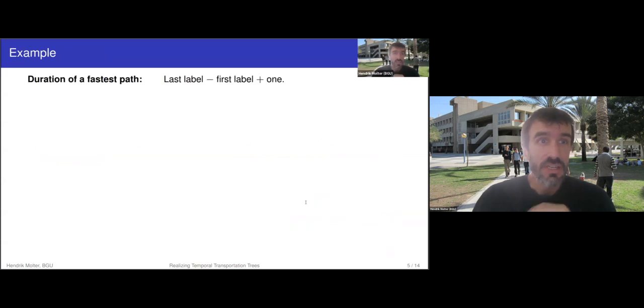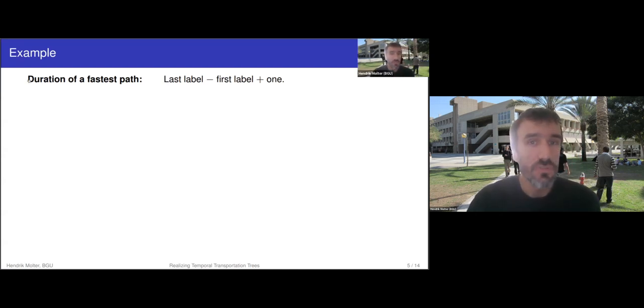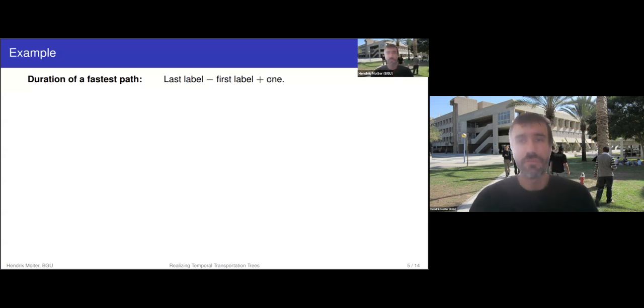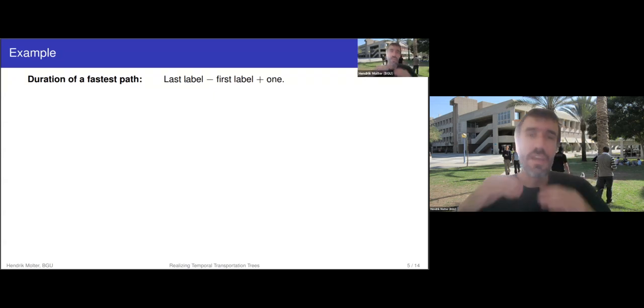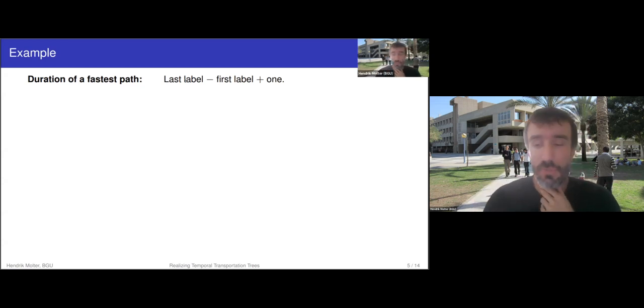Yes, and I have a little example to illustrate this. So as a reminder, the duration of the fastest path is the last label minus the first label, or the arrival time minus the starting time. And for technical reasons, we add a plus 1 to reflect this traversal time of 1. And when I say label here, I mean the actual label that is used by the path, not this representative modulo delta that we picked.